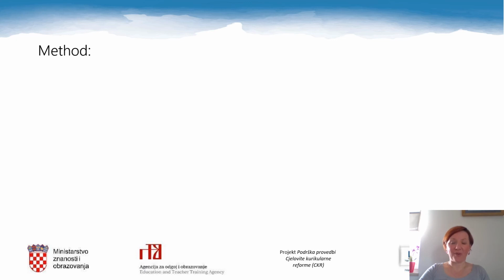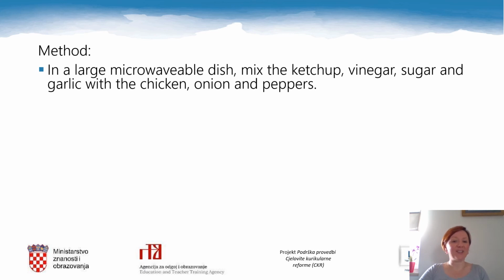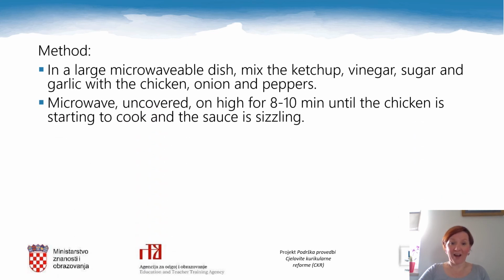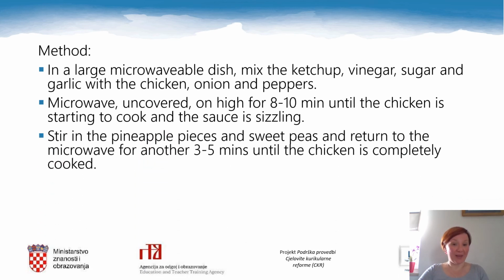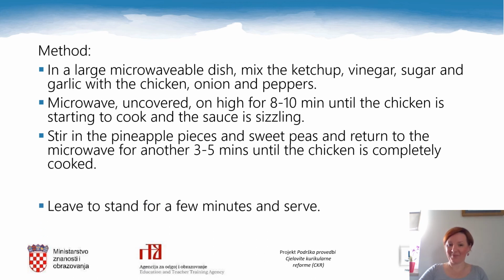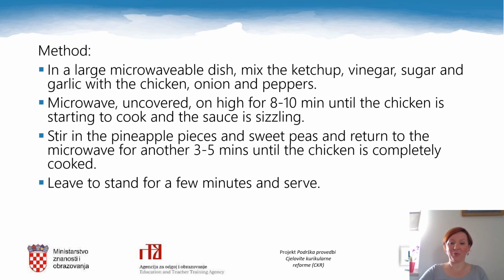The method or the instructions for preparing my dish are the following. In a large microwavable dish, mix the ketchup, vinegar, sugar, and garlic with the chicken, onion, and peppers. Then microwave uncovered on high temperature for 8 to 10 minutes until the chicken is starting to cook and the sauce is sizzling. Stir in the pineapple pieces and sweet peas and return to the microwave for another 3 to 5 minutes until the chicken is completely cooked. Leave to stand for a few minutes and serve.